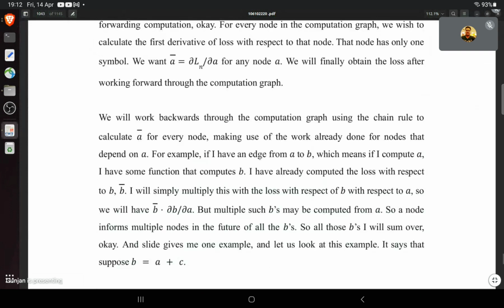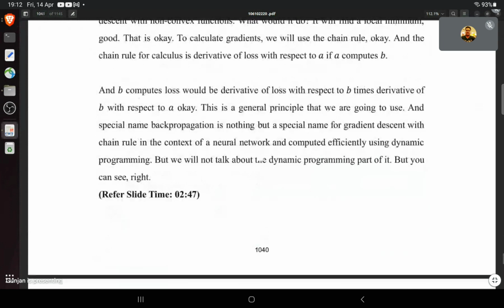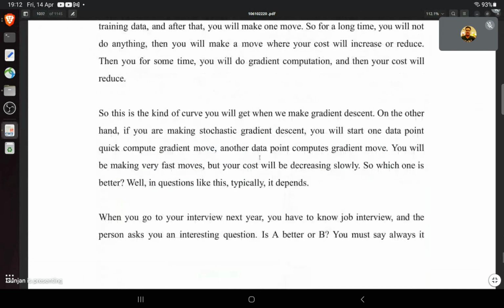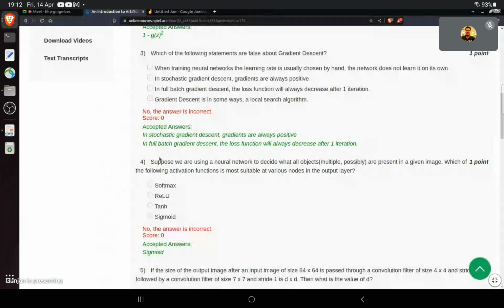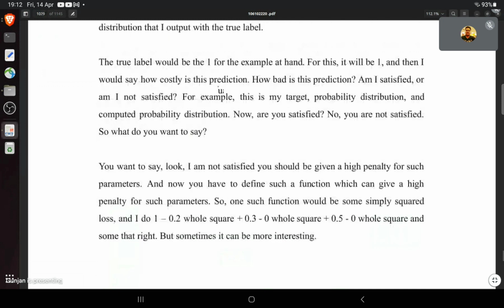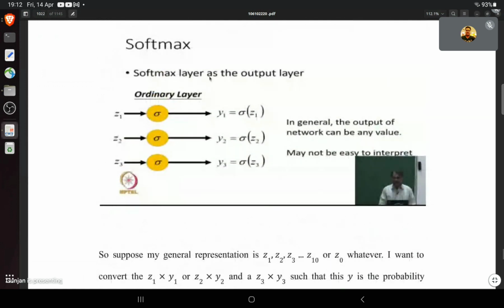I'm just asking where they might have discussed the labels and all. Does anyone know in which lecture? Labels, like how do you get the output? Suppose we are using a neural network, so there might be a lecture. It is in lecture one, last slide. Yeah, here. So the softmax layer is the output layer.